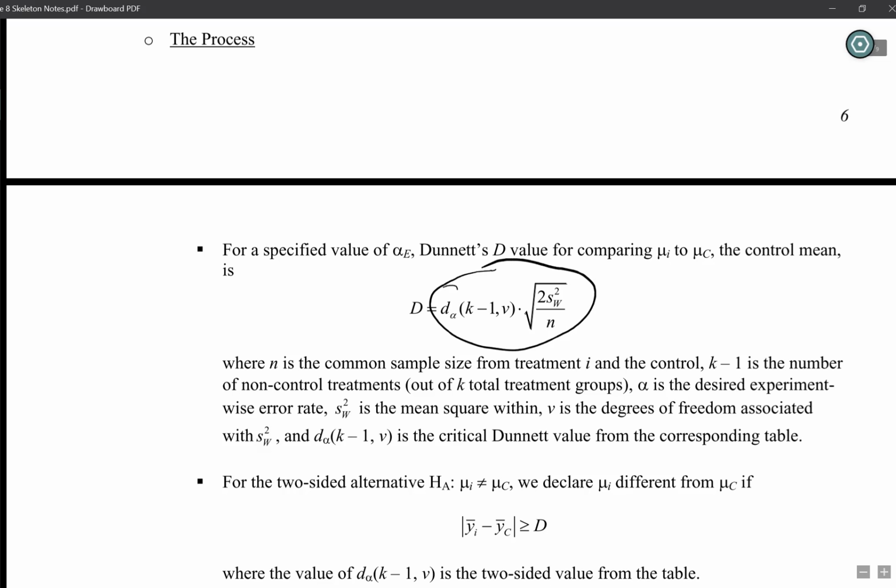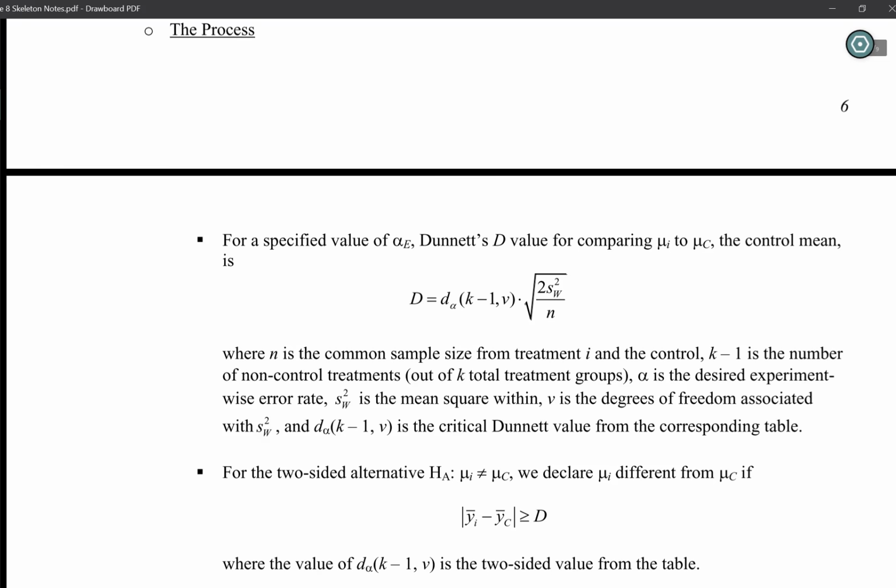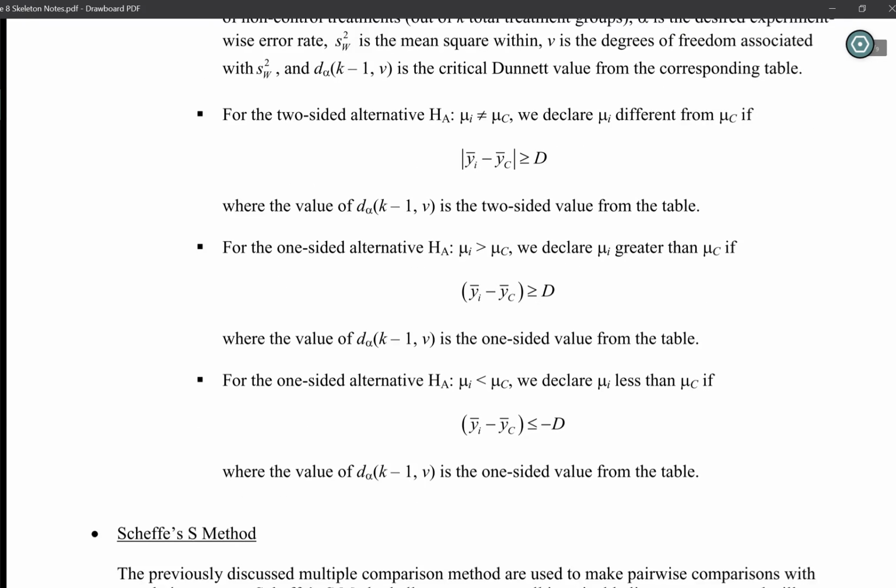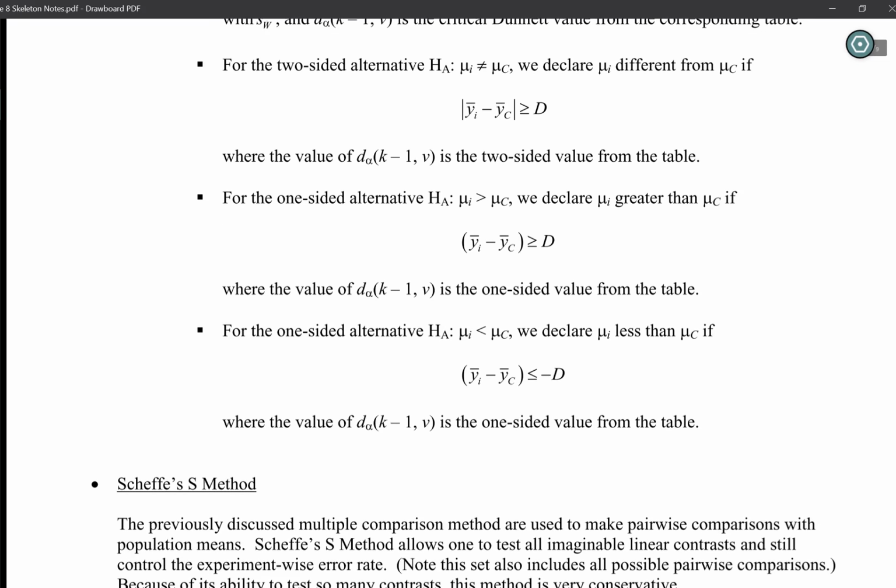It's a function of this D alpha, which is a critical value from a table for the Dunnett's distribution. We're not going to reference that. Again, I'm going to let JMP or some statistical package compute these for you if you need them. But I just want you to recognize that Dunnett's procedure has some mathematics involved behind it, and it is used to compare several population means to a control. In particular, here are the 3 hypotheses that we could look at.